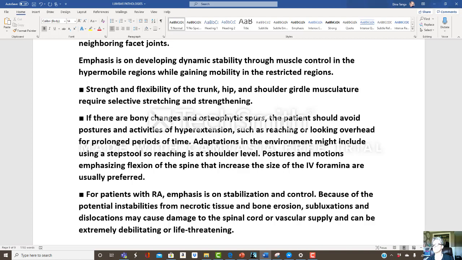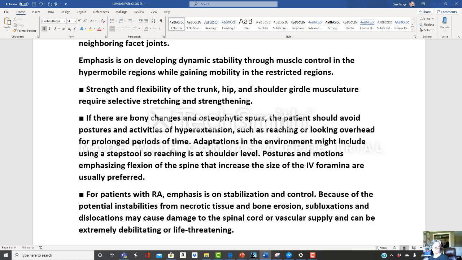Strength and flexibility of the trunk, hip, and shoulder girdle musculature requires selective stretching and strengthening. If there are bony changes and osteophytes occur, the patient should avoid postures and activities of hyperextension, such as reaching or looking overhead for prolonged periods of time. Adaptations in the environment might include using a step stool so reaching is at shoulder level.